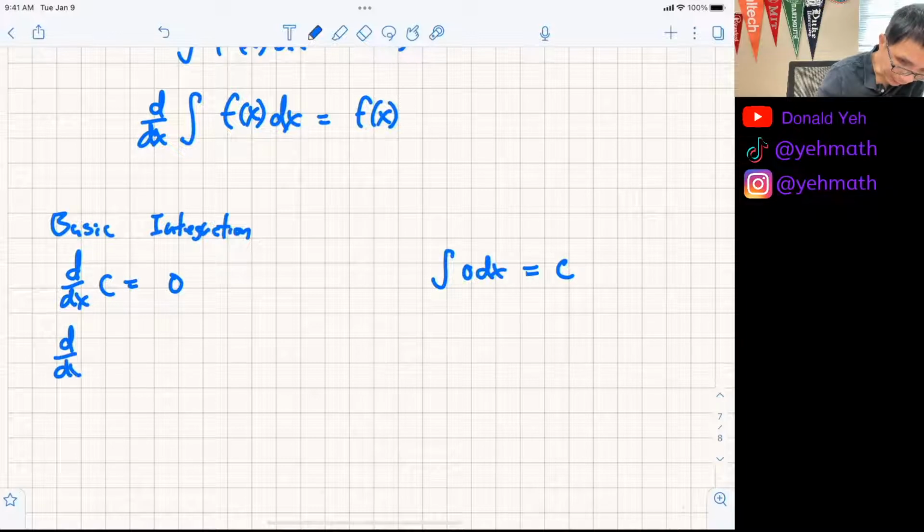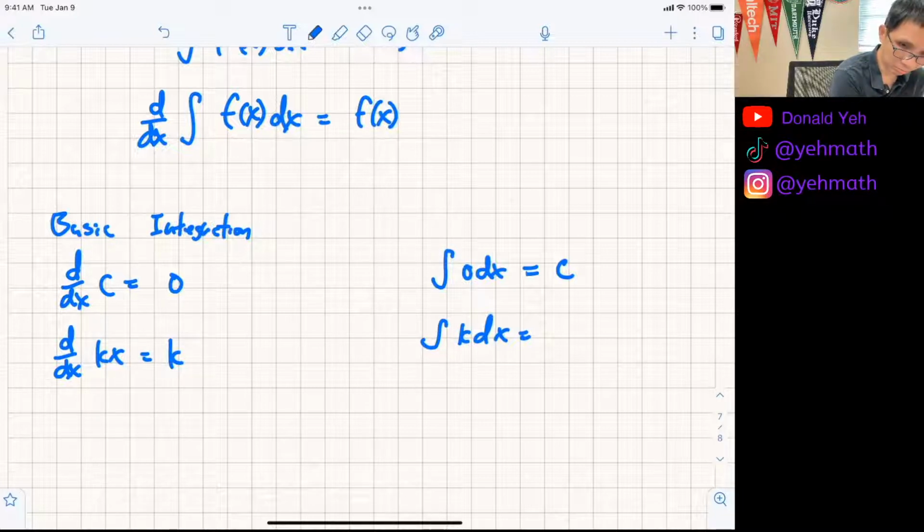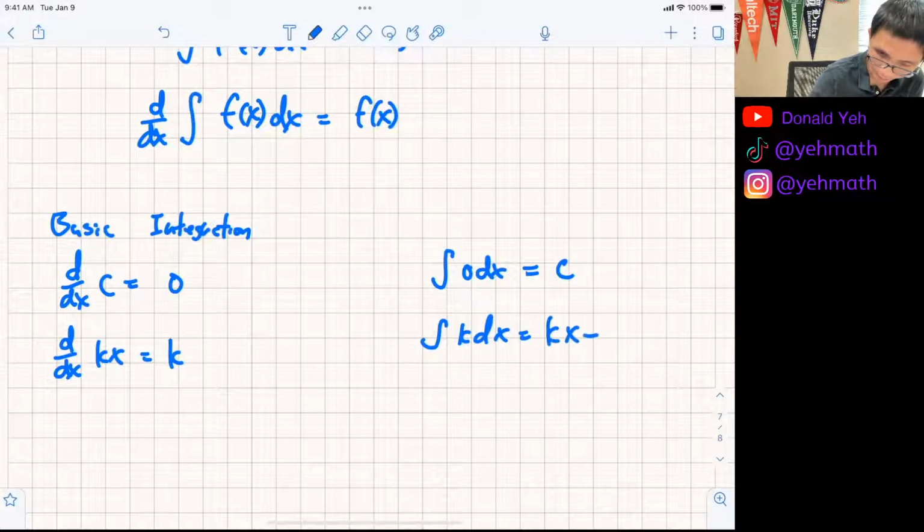If I take a derivative of kx, it is equal to what? k. Does that make sense? What's the integration of k dx? kx plus c. Good. Does that make sense?